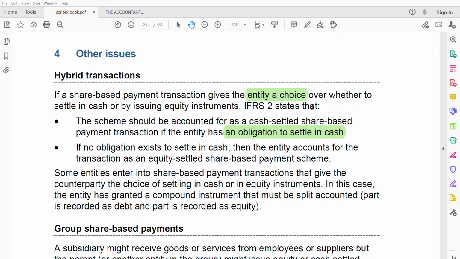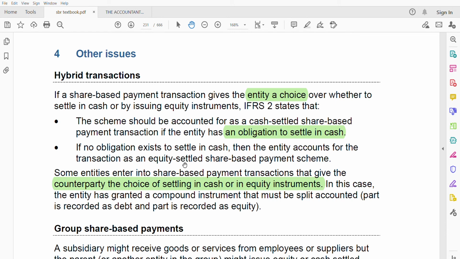But what if it's not the entity, it is the counterparty? Some entities enter into share based payment schemes that give the counterparty the choice of settling in cash. That means your employee has the choice whether they want cash or equity instruments. Then it's different. So you always have to see who has the choice of going for equity versus cash. If it's the entity, you see whether they have an obligation. Obligation in cash, it's cash. Obligation not in cash, it's equity.